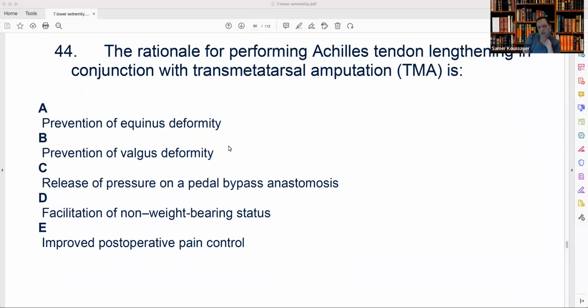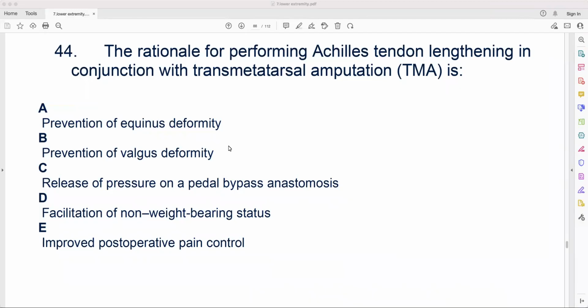So this would be the answer. Valgus is the opposite. No, usually you get an equinus outside, lateral, not medial. You get lateral deformity. Pressure on the pedal bypass has nothing to do with that. Non-weight-bearing doesn't matter, improving pain. Come on, it's not a good question.